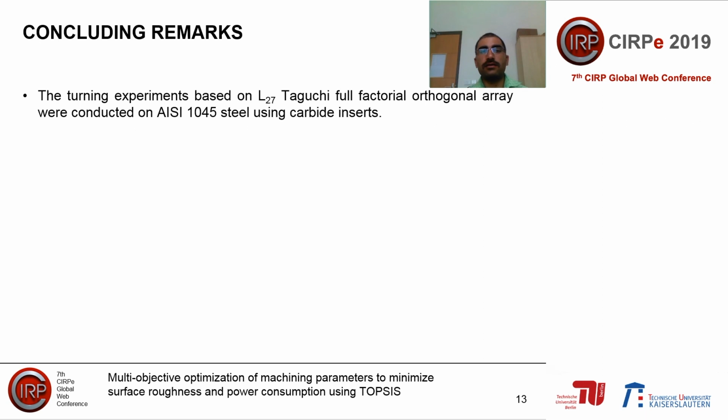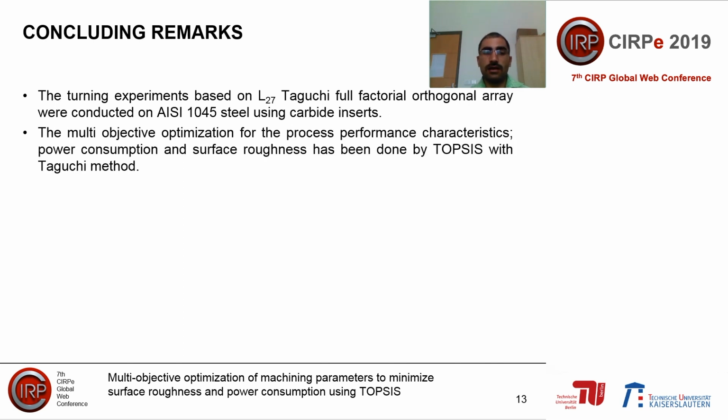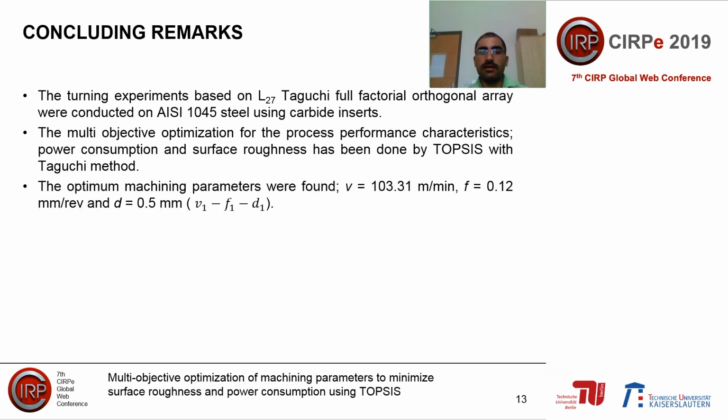The turning experiments based on the L27 full factorial orthogonal array were conducted on mild steel AS7045 using carbide inserts. The multi-objective optimization has been done for two process performance characteristics, power consumption and surface roughness, using TOPSIS with the Taguchi method. The optimal machining parameters were found: cutting speed 103.31 meters per minute, feed rate 0.12 mm per revolution, and depth of cut 0.5 mm.